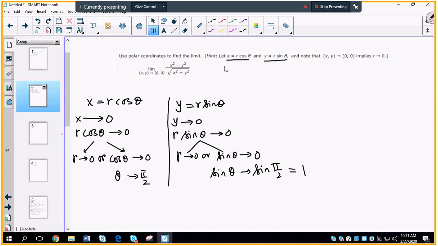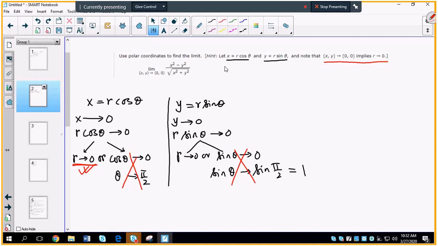What does that tell me? That tells me this situation can't happen. Cosine theta cannot go to 0. So if cosine theta is not going to 0, I will say definitely r is approaching 0, and I will forget about this side. At least r is approaching 0. And that's exactly what I told you here. And note that if x, y approaches 0, that implies r must go to 0.